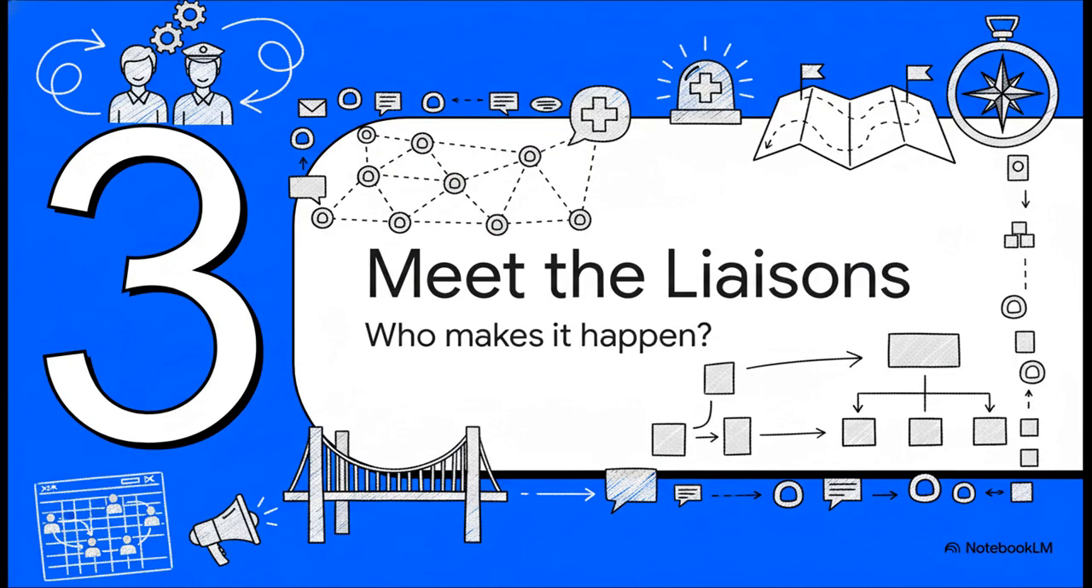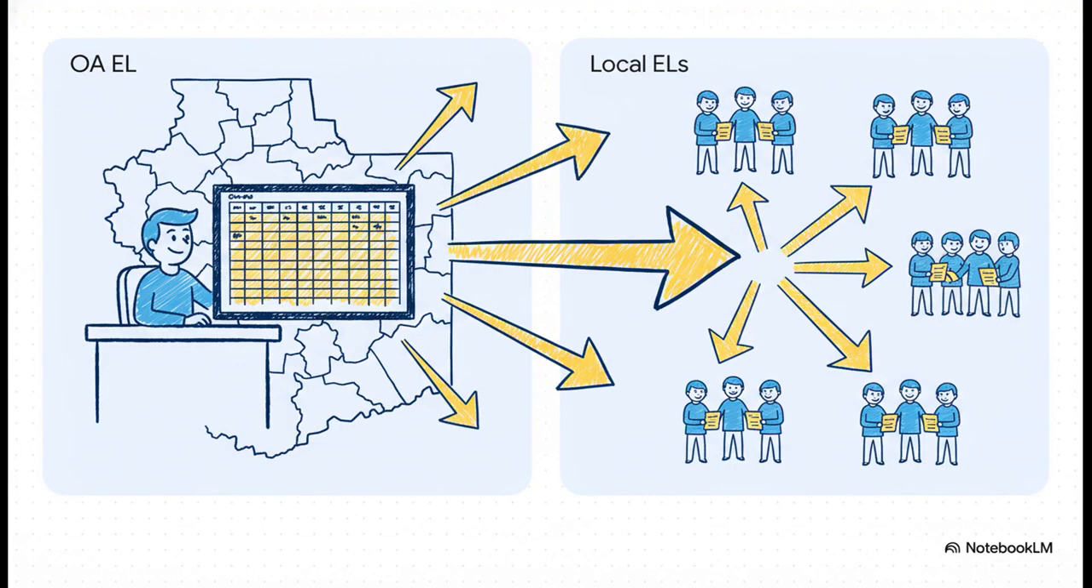So you might be thinking, who actually puts this whole thing together and keeps it updated? Well, it's a team effort, managed by two really key roles. On one side, you've got the Operational Area Exercise Liaison, the OAEL. Think of them as the master coordinator for the entire county. They build the spreadsheet and send out all the updates. On the other side are the local ELs. They're the ones on the ground, representing their specific teams, and their job is to feed all their group's information up to the OAEL. It's a partnership that keeps everybody singing from the same song sheet.